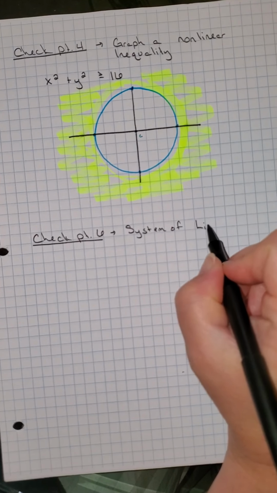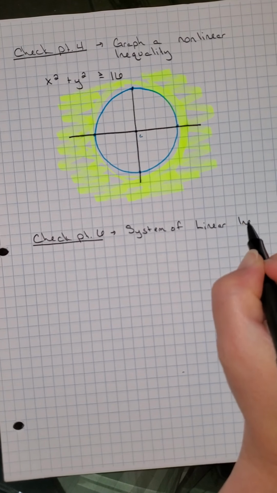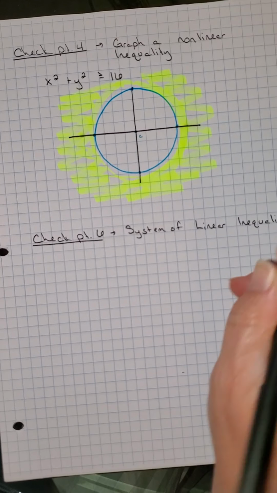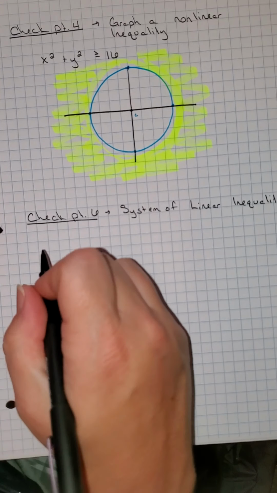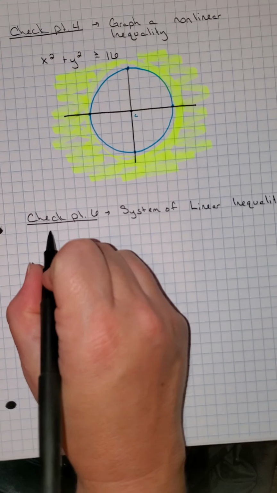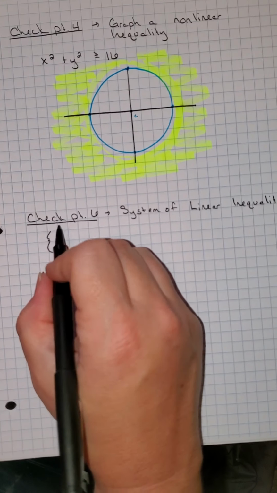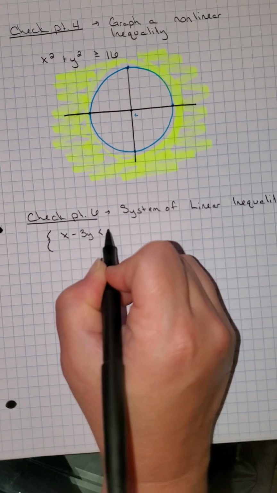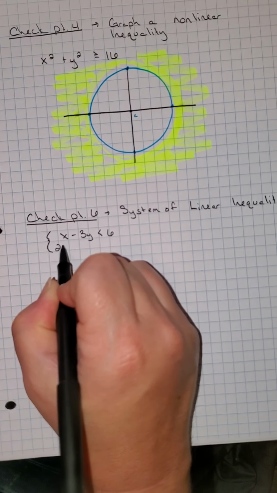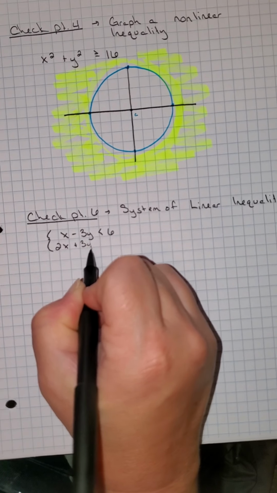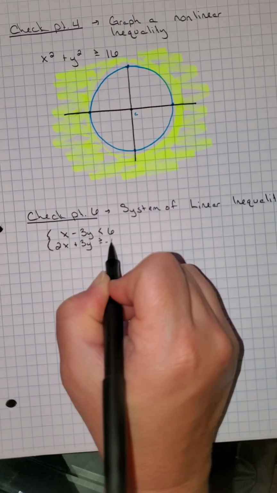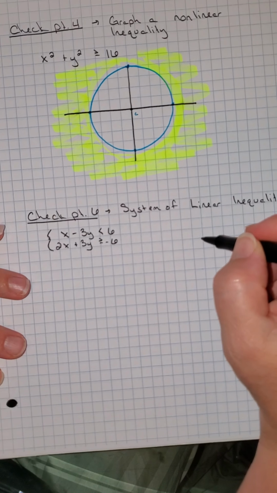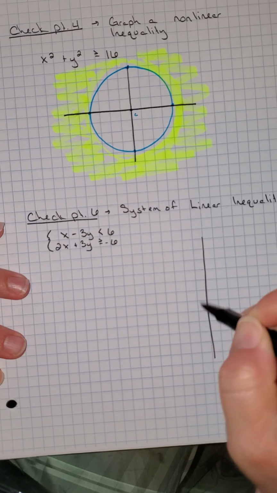Okay, we'll start with lines. So this one's linear. Let's see. All right, the two equations for checkpoint 6 are two inequalities: x minus 3y less than 6, and then 2x plus 3y being greater than or equal to negative 6. So both of these need to be solved for y.